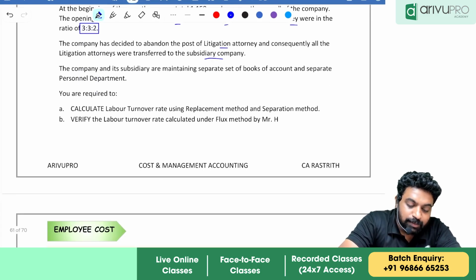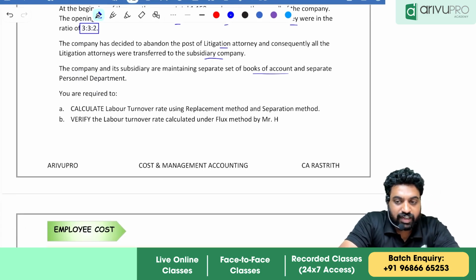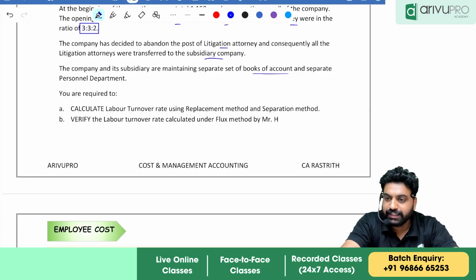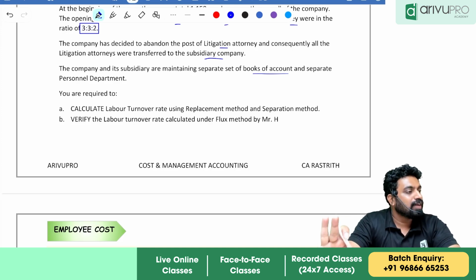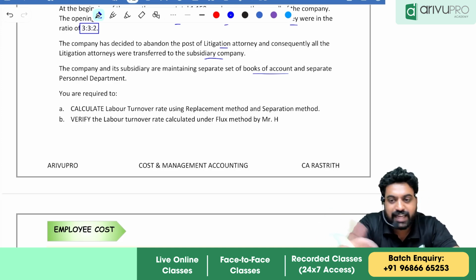The company and its subsidiary maintain separate sets of books of accounts. Moral of the story, separation only. It should be treated as separation only, not replacement. You are not going to treat it as the same parent company. So it is not replacement separation, no. We are maintaining separate sets of books. That means they are different, we are different.